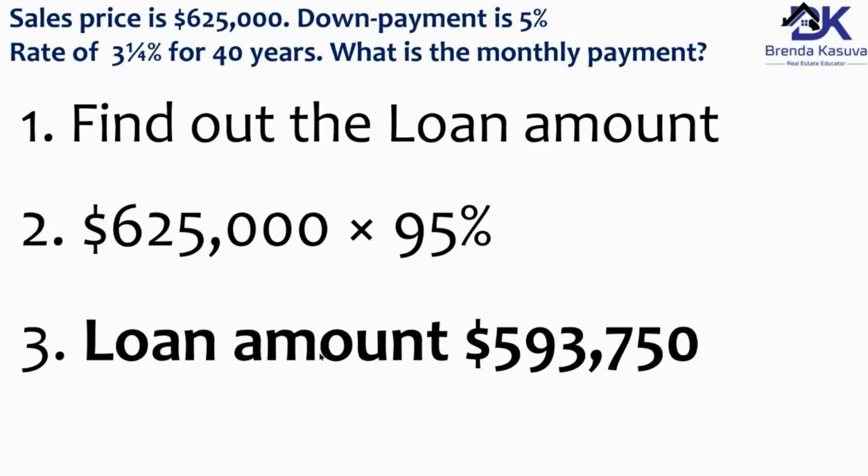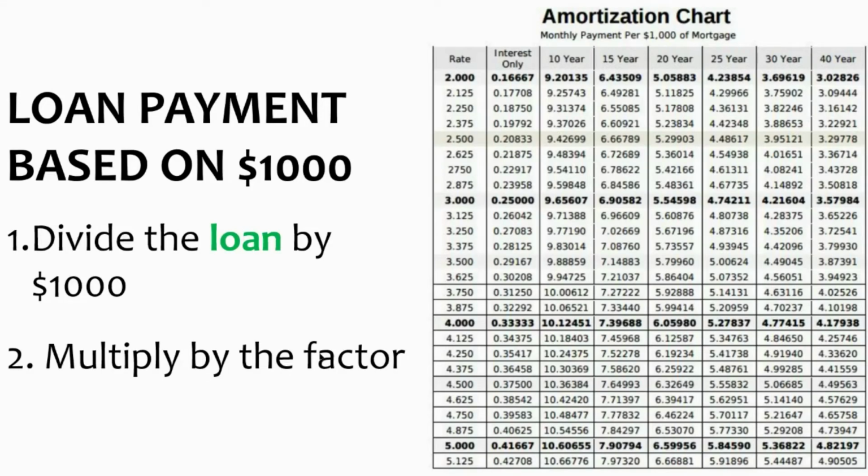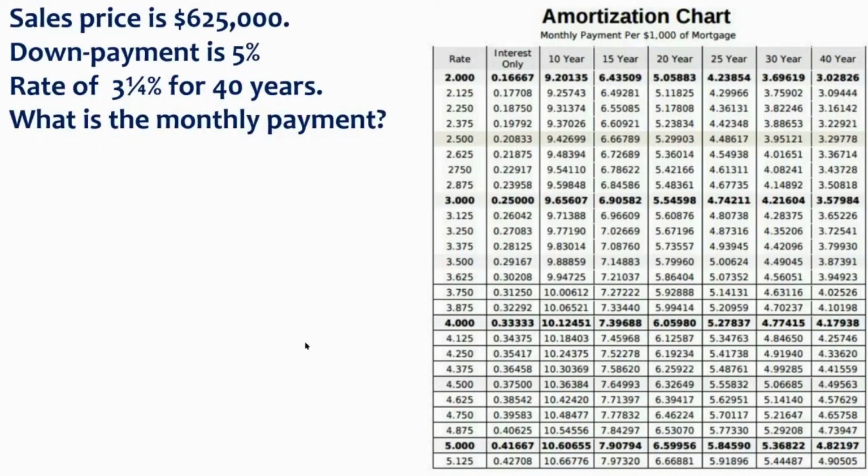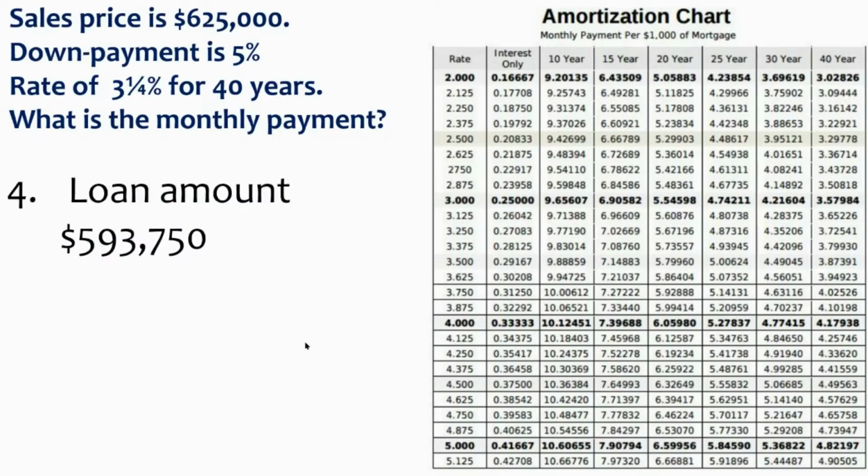You need to first know what the loan amount is. Now that I know what my loan amount is, then I use the chart or the sheet or the amortization or mortgage factor chart. Divide the loan amount by 1,000 and multiply by the factor. And again, the factor is based on what? The interest rate and the amount of time. In review again, that's the question. We now know what the loan amount is.